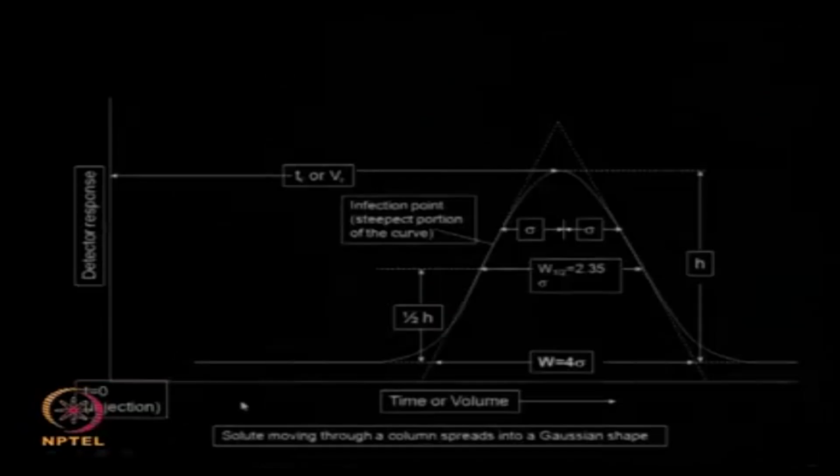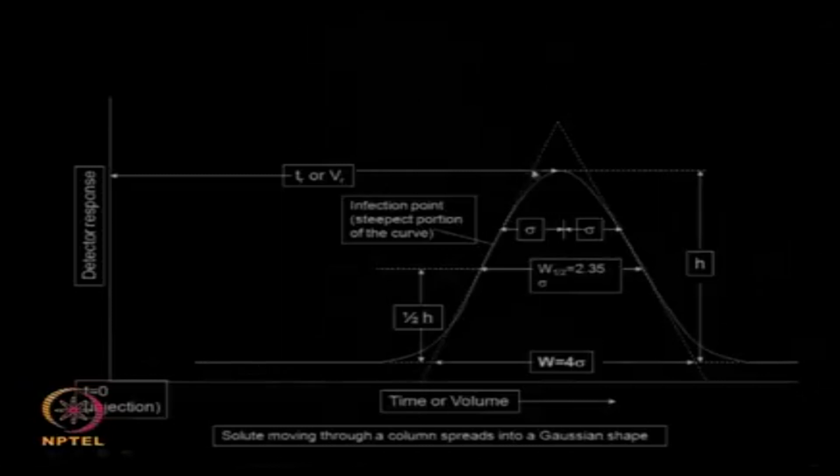So imagine once again your Gaussian type of peak coming out. This is called the base, and this is called the half width, that means the width at half the maximum. If this is the maximum height h, this is half h, and this is called the inflection point, or the steepest portion of the curve. We can draw a tangent, we can draw another tangent, and this will look like a triangle. Now, this width W is equal to 4 sigma and this width W half is equal to 2.35 sigma.